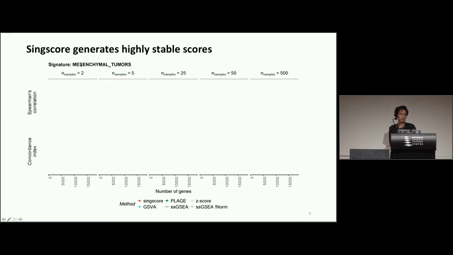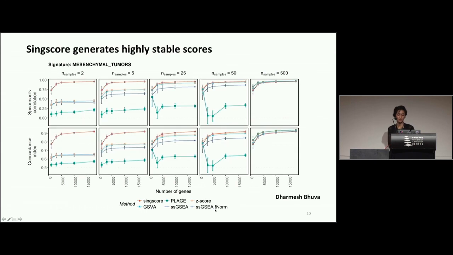So what we've used is a mesenchymal signature, and then we change the number of samples from 2 to the full set of 500, and then we change the number of genes down here, and we also calculated, as I said, correlation and concordance index. I'm presenting different methods in different colors, and as you can see, we also included the ssGSEA without normalization. The reason that we did this was that, if you remember, the ssGSEA method performed normalization at the very last step, and so we wanted to see if we skip the last step normalization, whether the method performs well or not. And so here are the results.